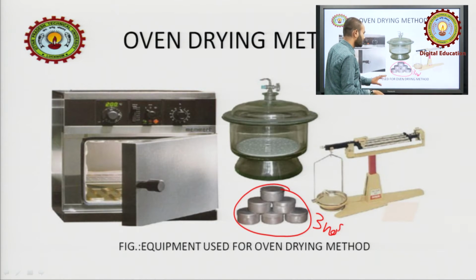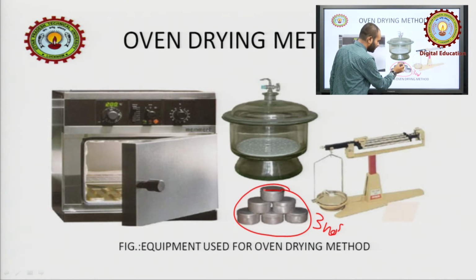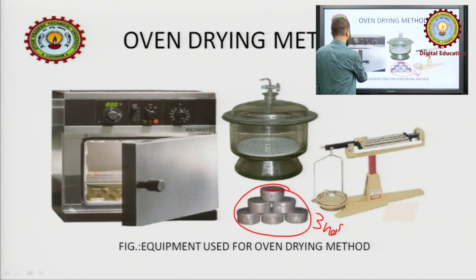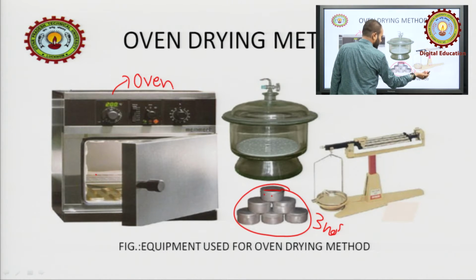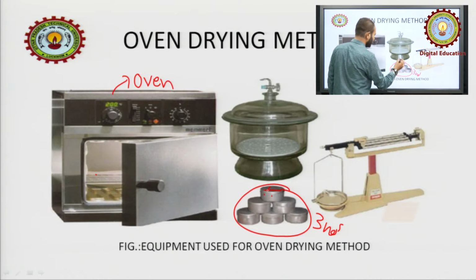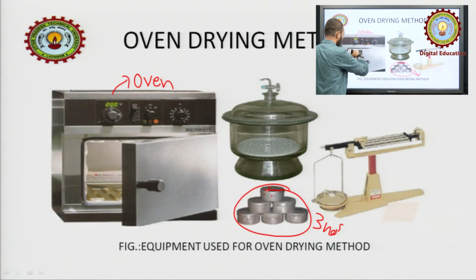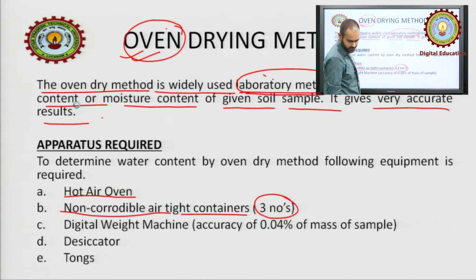What we do is, this one is with a lid, we will open the lid and put the moist soil inside it, then put it inside this. This one is the oven. We take the moist soil and put it inside this, and put it inside the oven for nearly 24 hours. We will discuss it in detail later on, do not worry.